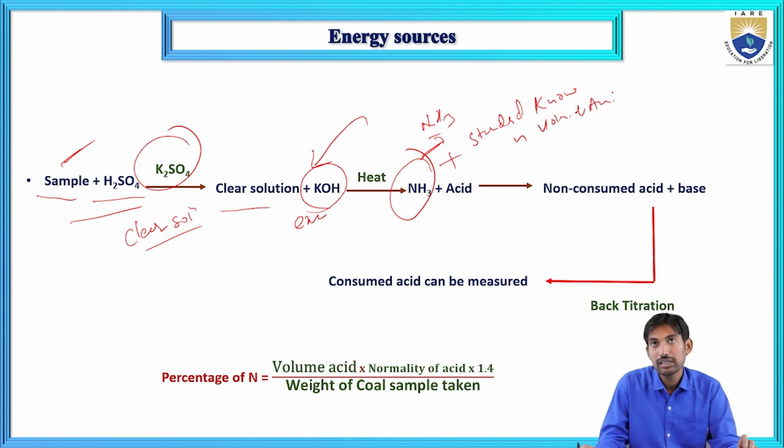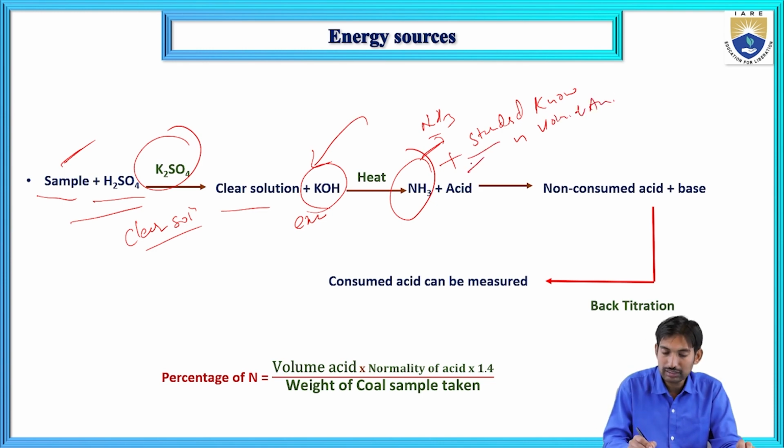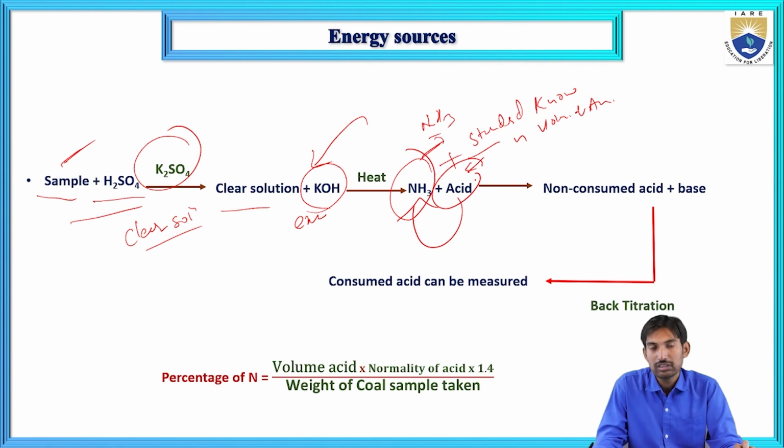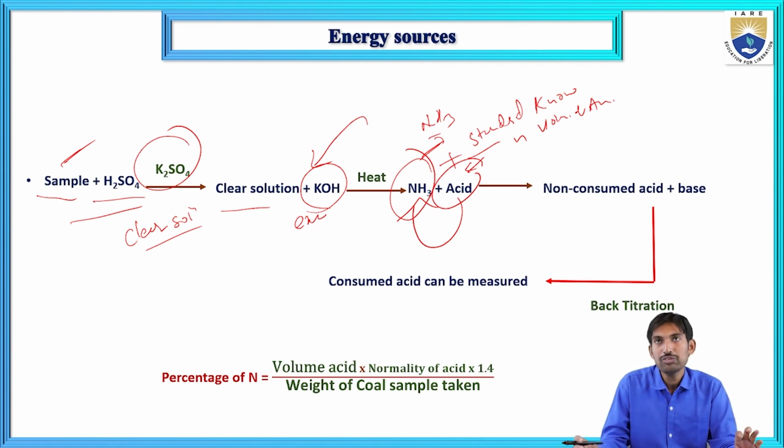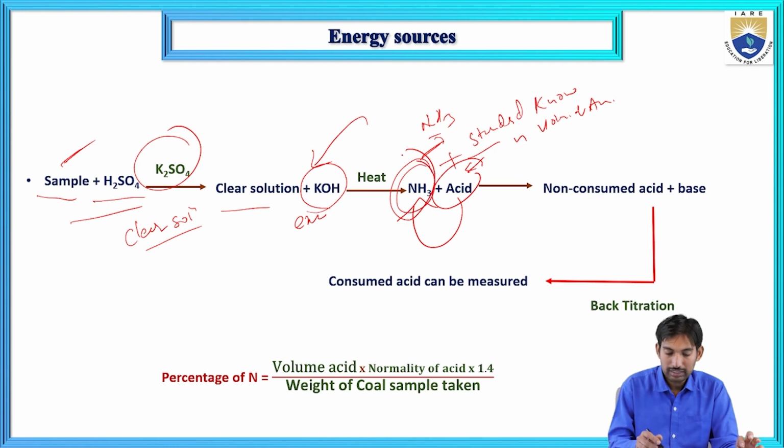We know the concentration and the volume of this acid. That acid we have to add to this ammonia solution. For that, we have to add a known standard volume of acid to this ammonia gas. See, NH3.